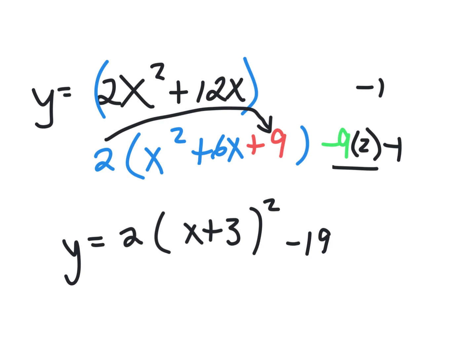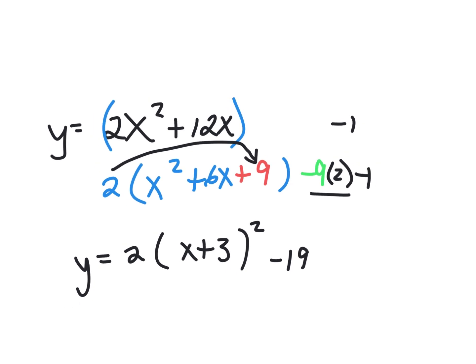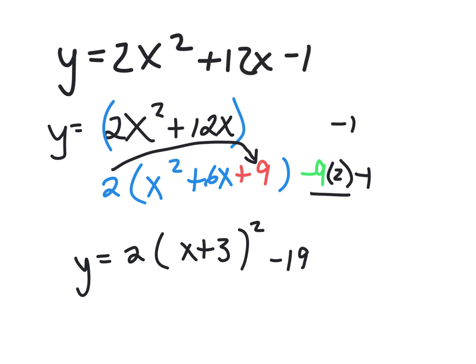Okay, so why do we even do that? That's called completing the square, and it gives you the vertex. I can see the vertex now. Boom. I couldn't see the vertex before. I'm just going to rewrite my original equation: 2x squared plus 12x minus 1. That does not scream negative 3, negative 19 to me. I don't see it at all. But here, this screams negative 3, negative 19.